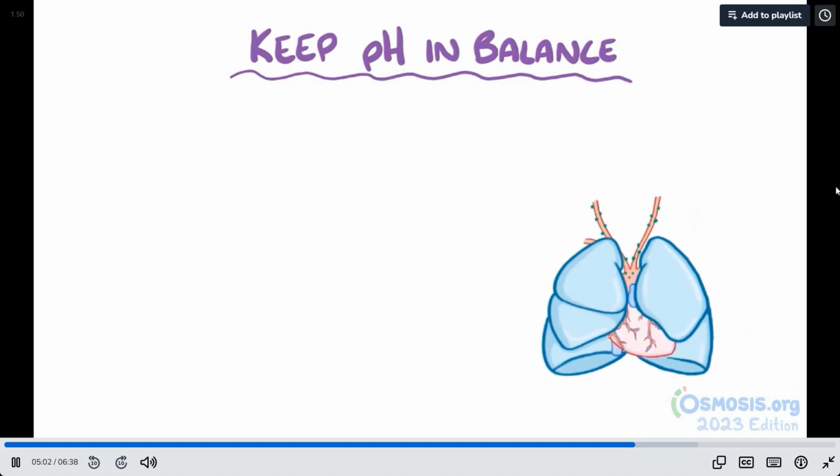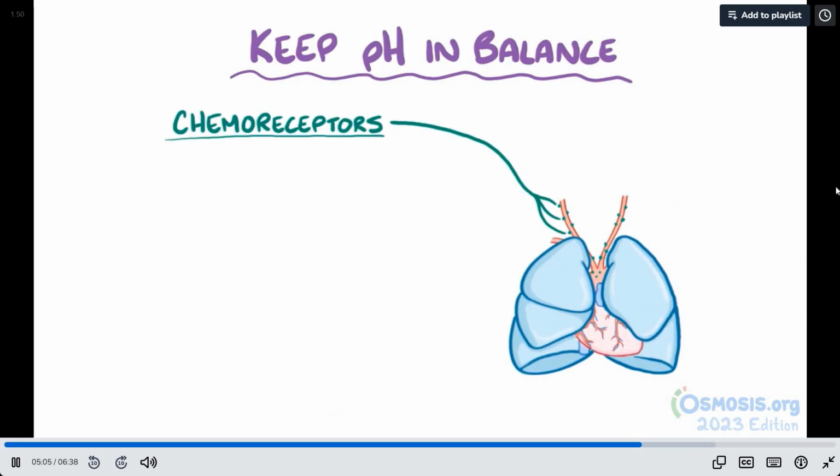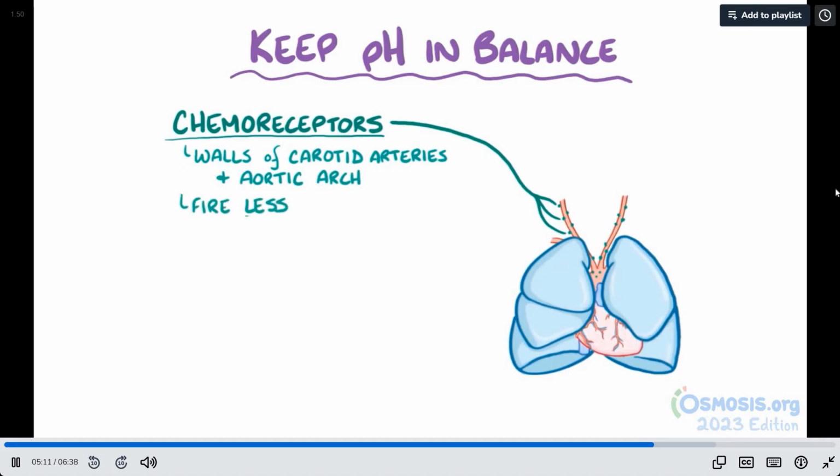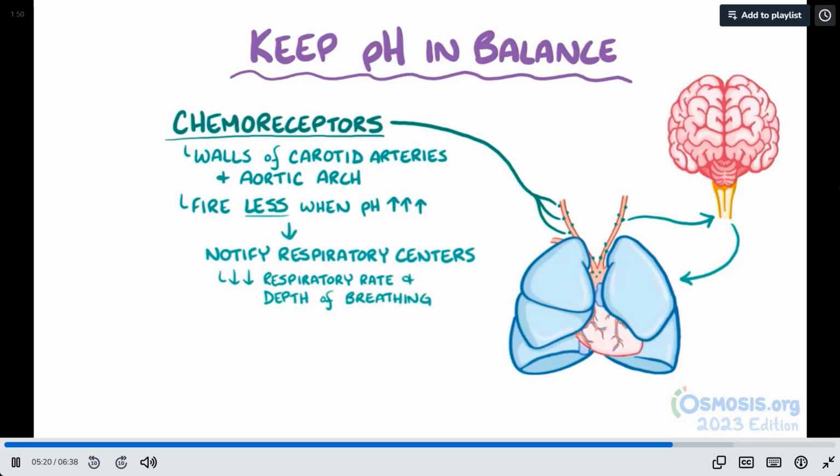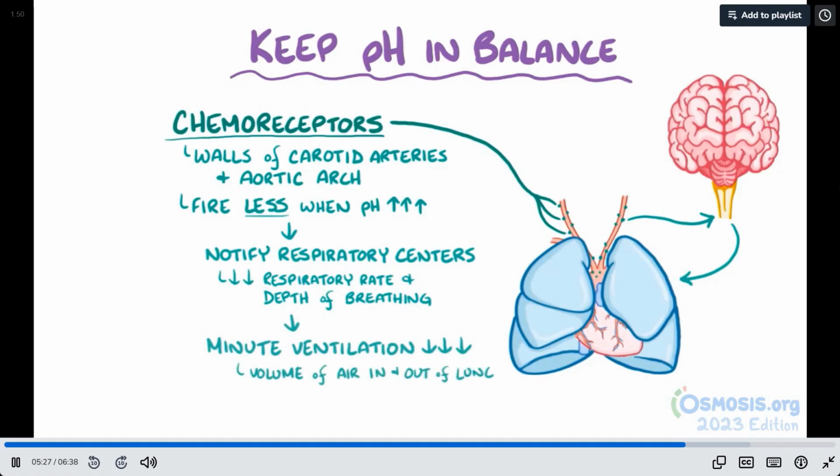Another mechanism involves the respiratory system, and starts with chemoreceptors that are located in the walls of the carotid arteries and in the wall of the aortic arch. These chemoreceptors fire less often when the pH rises, and that notifies the respiratory centers in the brainstem that they need to decrease the respiratory rate and depth of breathing. As the breathing becomes slow and shallow, the minute ventilation decreases, and that's the volume of air that moves in and out of the lungs in a minute. The decreased ventilation slows down how much carbon dioxide leaves the body, increasing the partial pressure of carbon dioxide in the body, which decreases the pH.